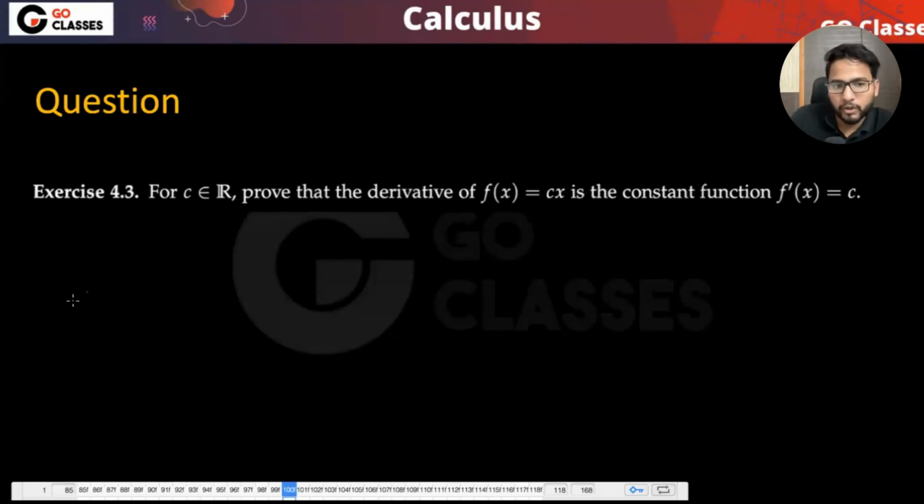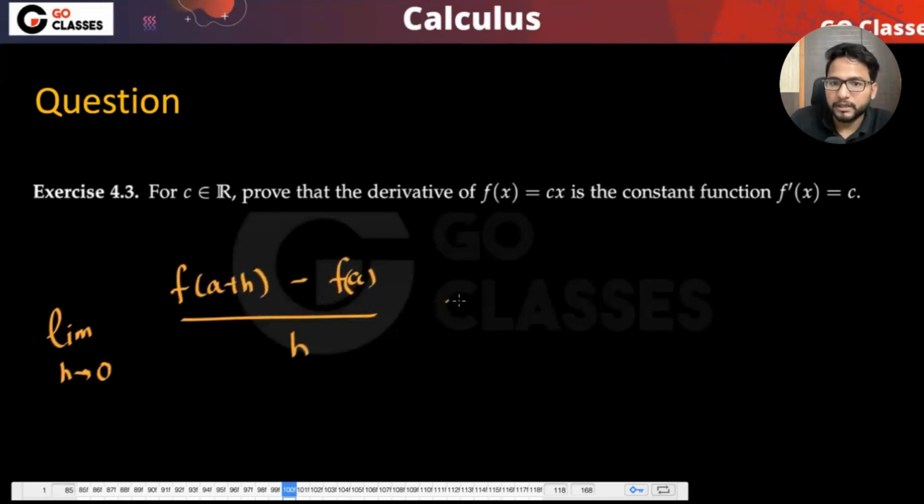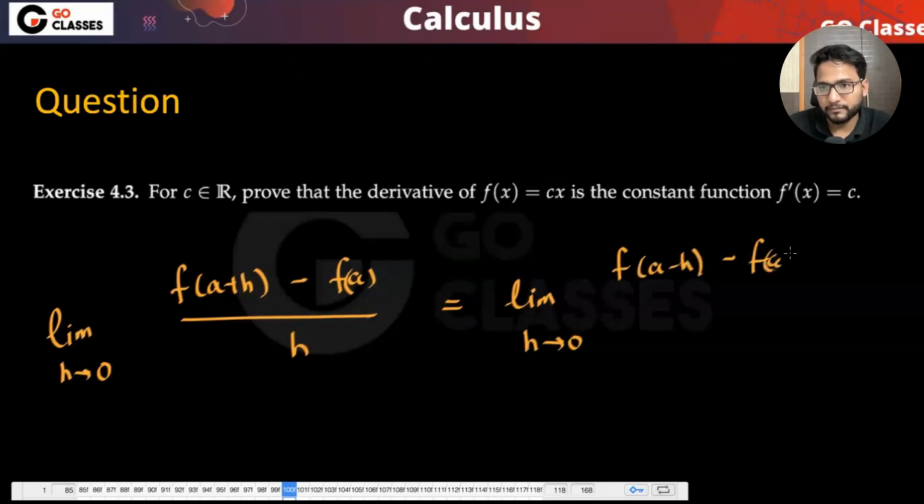So what you need to do is check whether the limit as h tends to 0 of f(a plus h) minus f(a) upon h is the same as the limit as h tends to 0 of f(a minus h) minus f(a) divided by minus h. If you do it, then what you get is the same as f dash a.